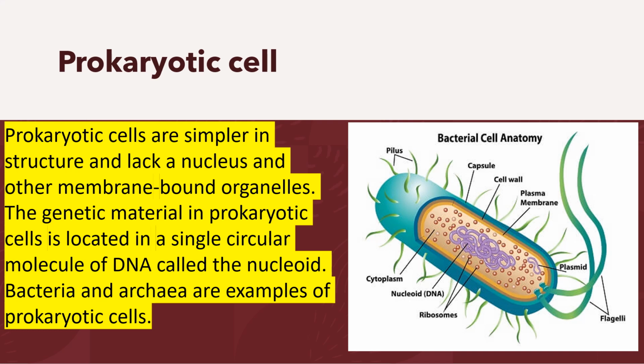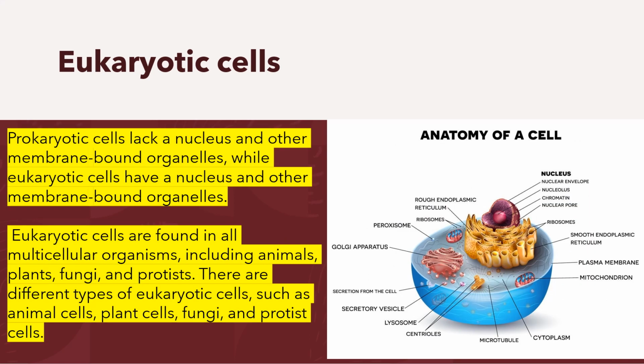Eukaryotic cells, on the other hand, are more complex in structure and have a nucleus and other membrane-bound organelles that compartmentalize the cell and allow for specialized functions. The genetic material in eukaryotic cells is organized into multiple linear chromosomes within the nucleus. Eukaryotic cells are found in all multicellular organisms, including animals, plants, fungi, and protists. There are different types of eukaryotic cells, depending on the organisms they belong to.